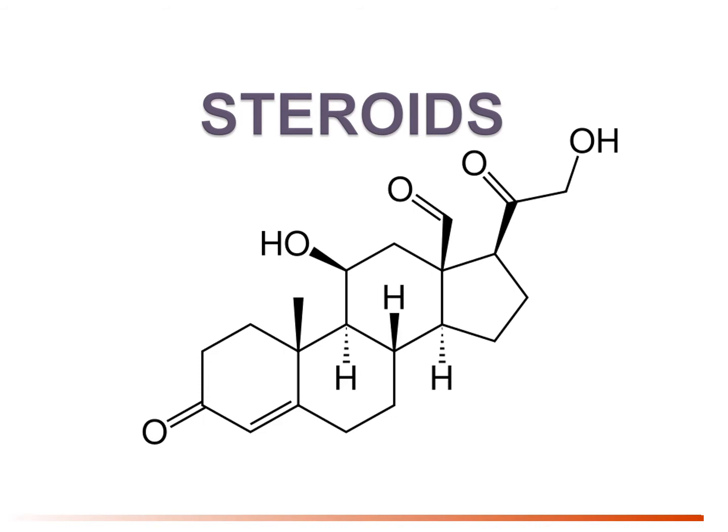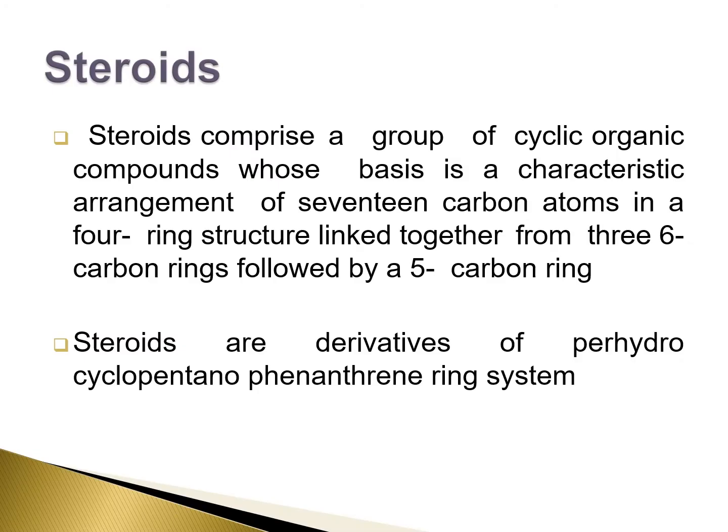Steroids are a group of structurally related compounds which occur in animals and plants. This comprises a group of cyclic organic compounds. In these compounds, 17 carbon atoms are arranged in a ring system, that is 4 rings. Out of these 4 rings, 3 rings are 6-membered and 1 ring is a 5-membered ring system.